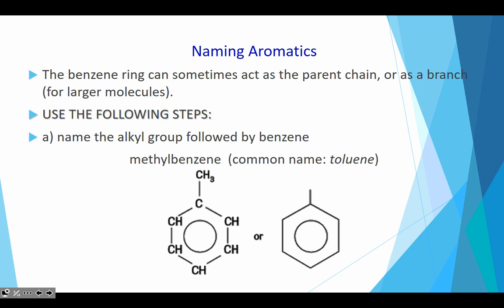So the benzene ring can sometimes act as a parent chain or as a branch for larger molecules. Use the following steps. A, name the alkyl group followed by the benzene. For example, here's a methyl group. It's a methylbenzene, or you could draw it this fun way. It's considered to be in the first carbon, so we don't need to say 1.